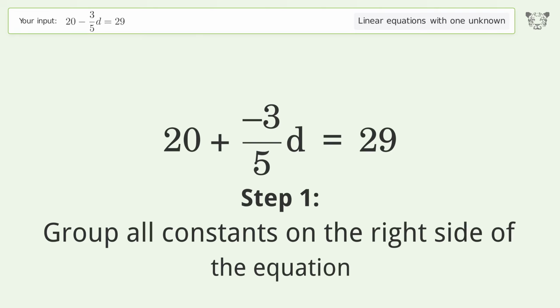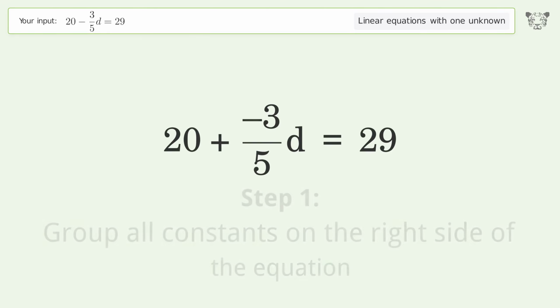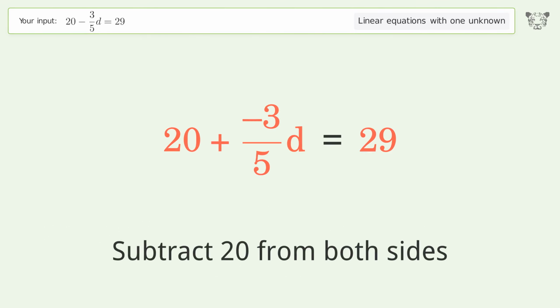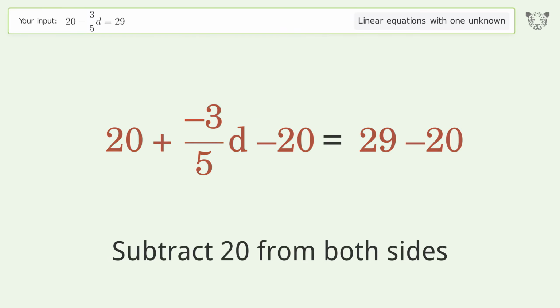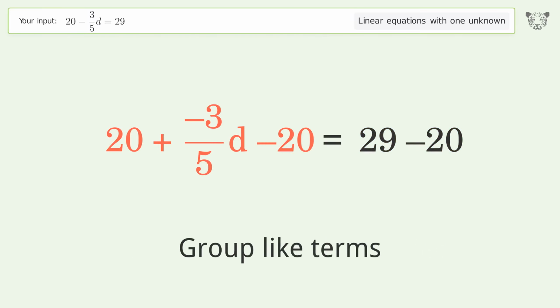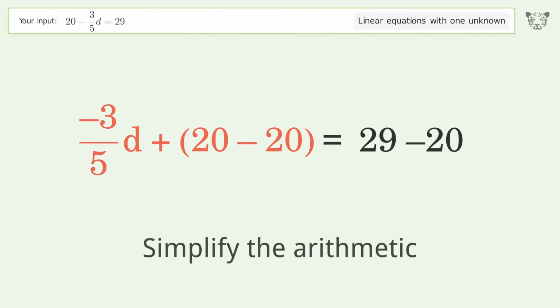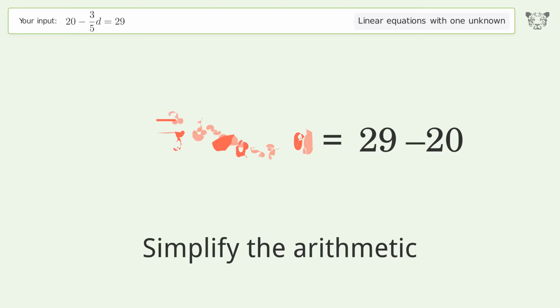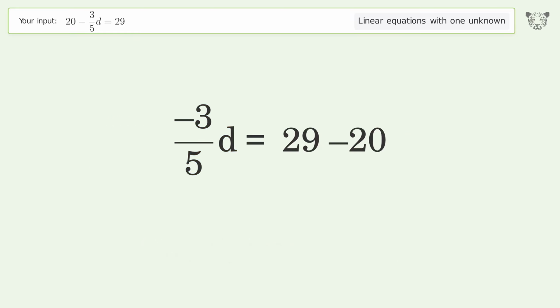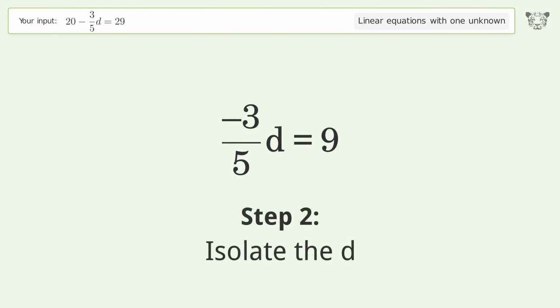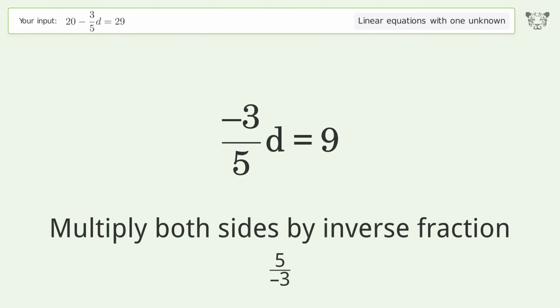Group all constants on the right side of the equation. Subtract 20 from both sides. Group like terms. Simplify the arithmetic. Isolate the d. Multiply both sides by inverse fraction 5 over -3.